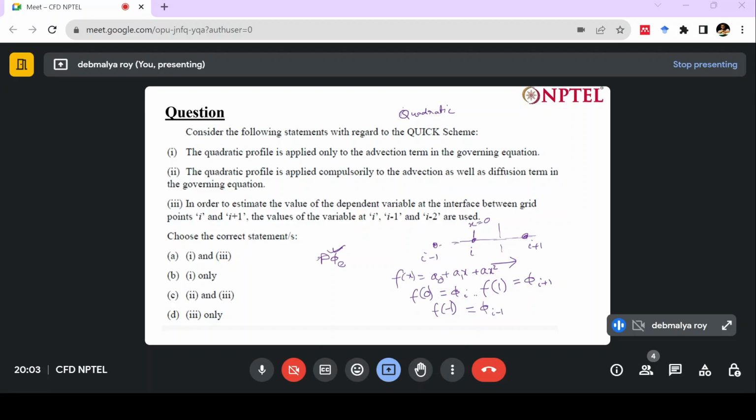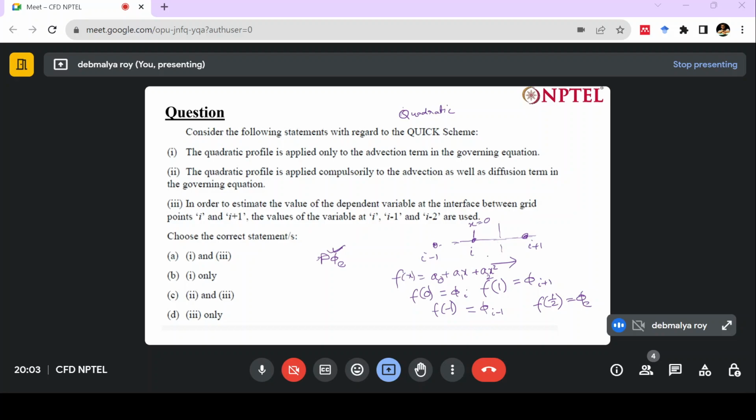So we have three equations and three variables. What are the variables? a0, a1, and a2. These are the parameters that we need to find. Once we find the parameters, this gives us the form function, and from there we can evaluate f at the half point. This gives us the phi, and that phi we can substitute here. So this is the QUICK scheme.